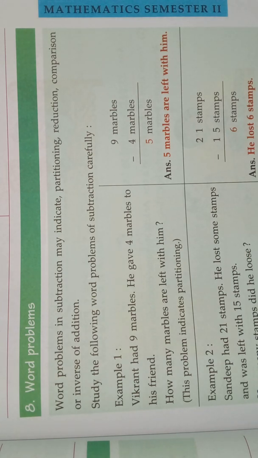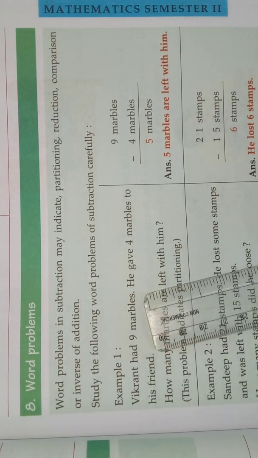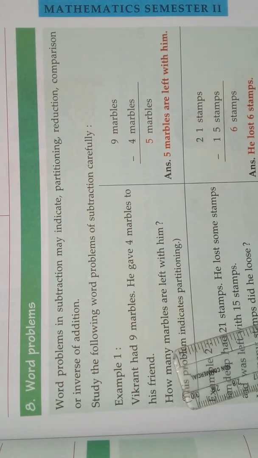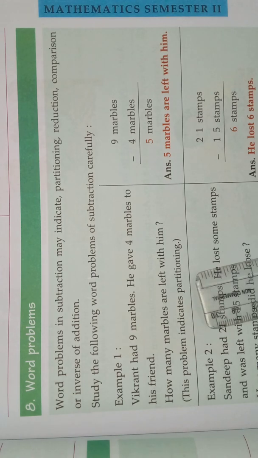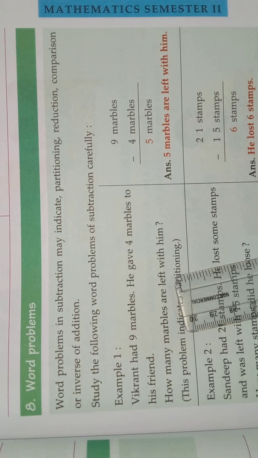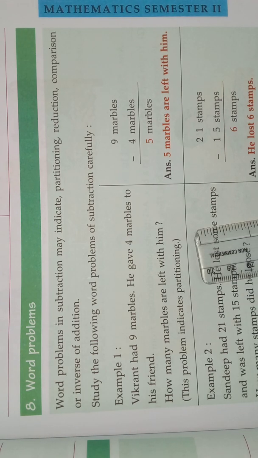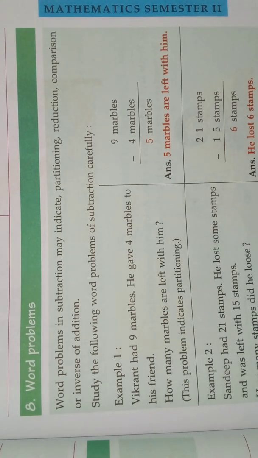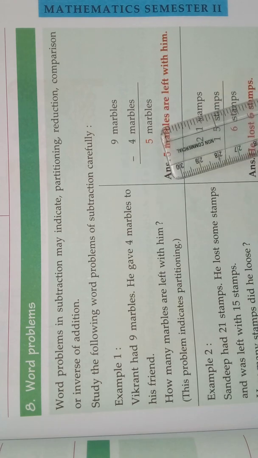Come, we will read the first word problem. Vikrant had 9 marbles. He gave 4 marbles to his friend. How many marbles are left with him? This problem indicates partitioning. From 9 marbles we are going to take 4 marbles. So, we are going to do 9 marbles minus 4 marbles is 5 marbles.